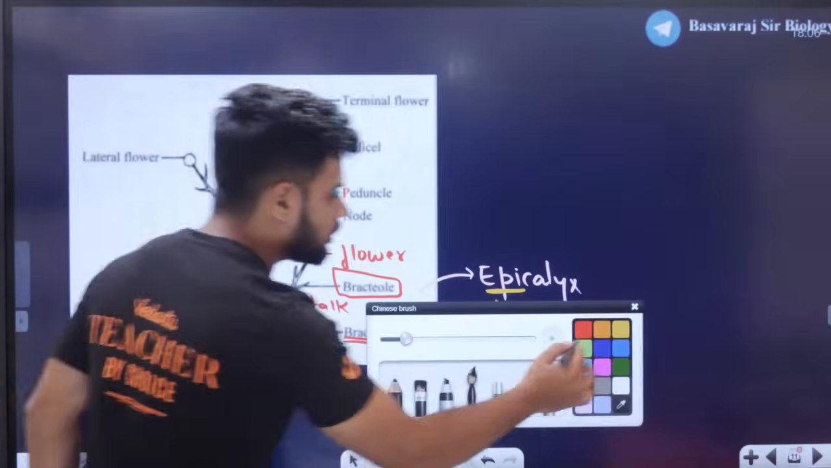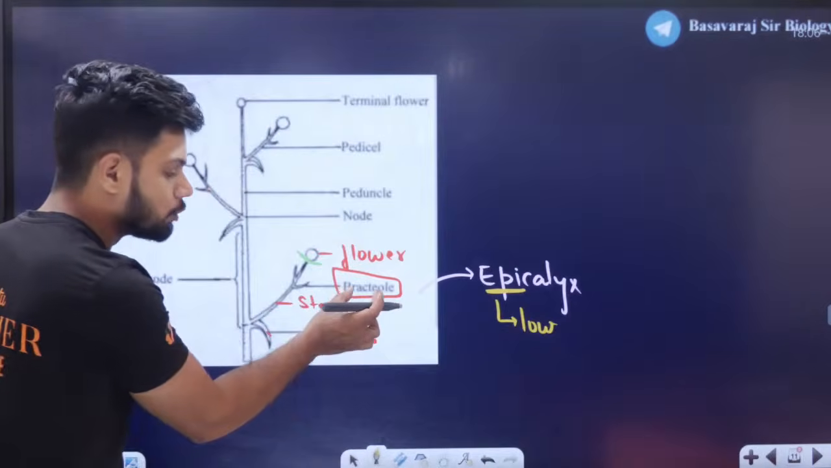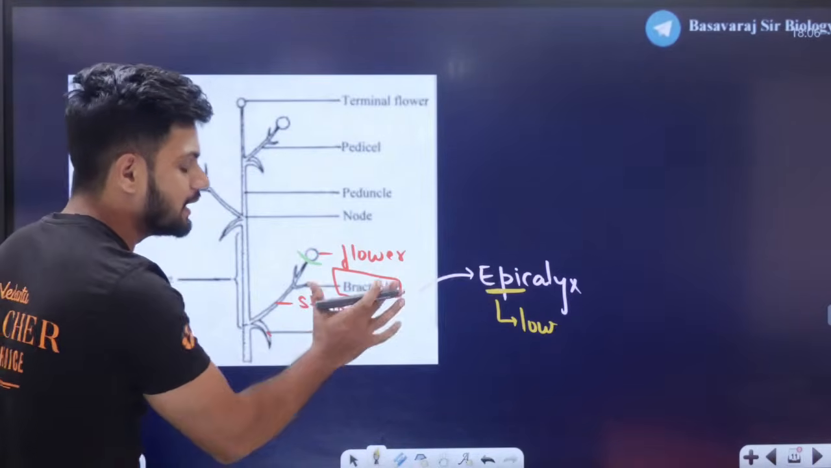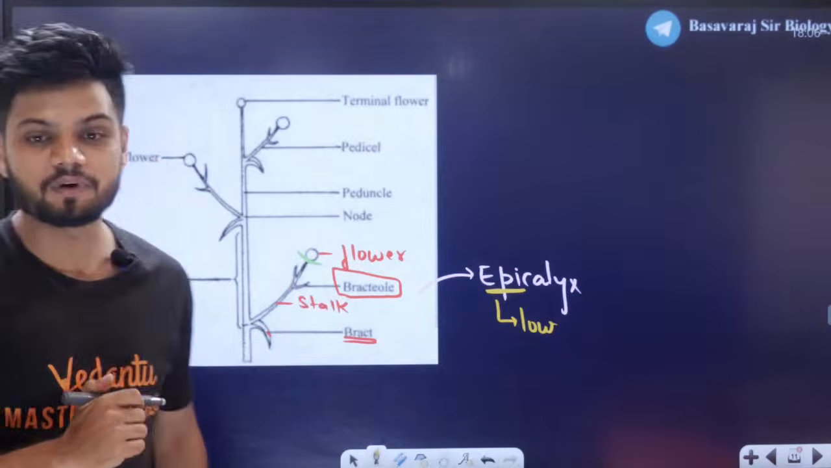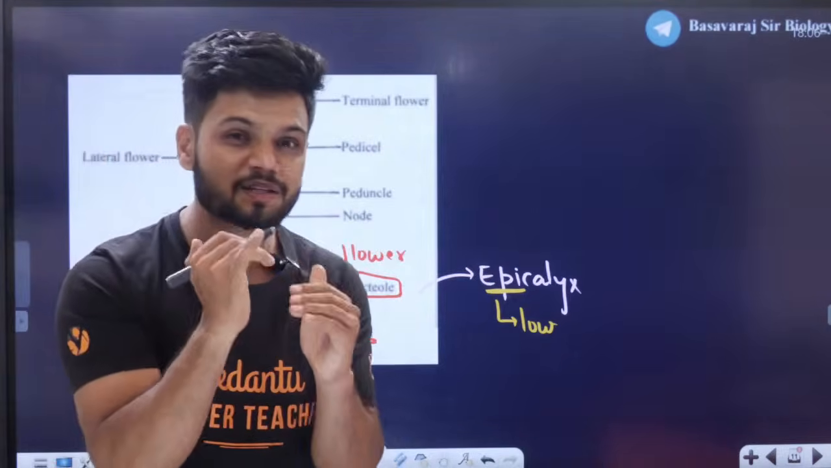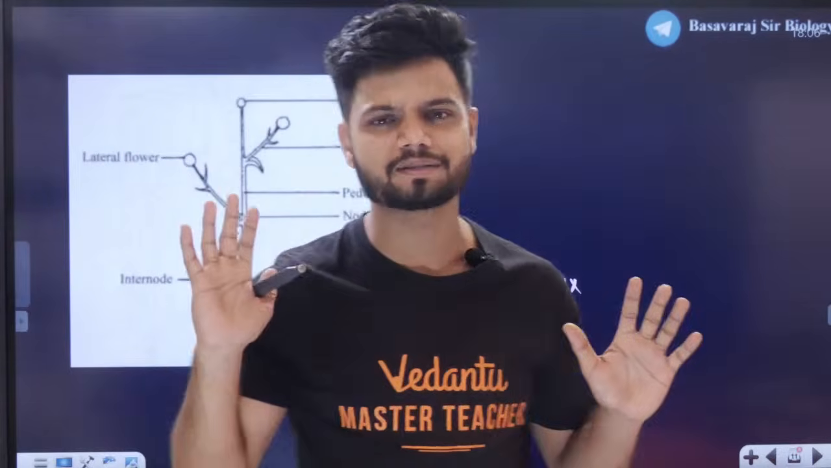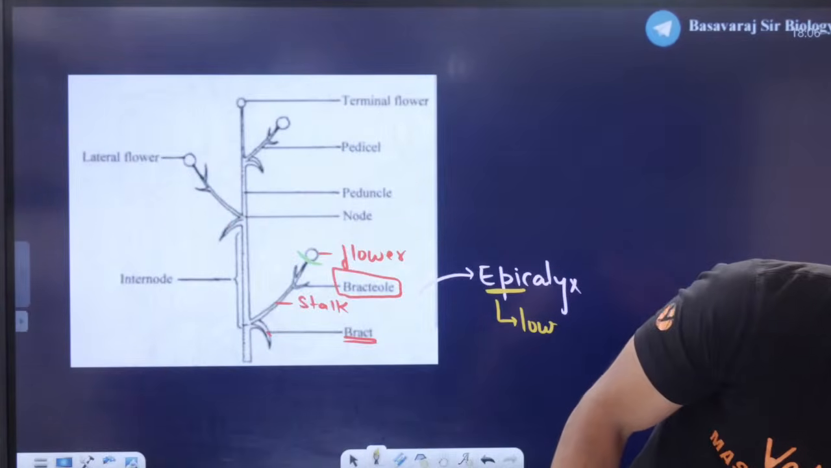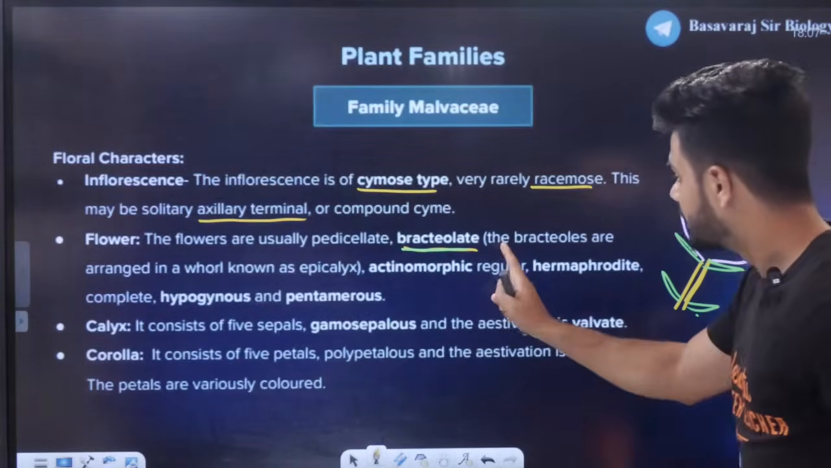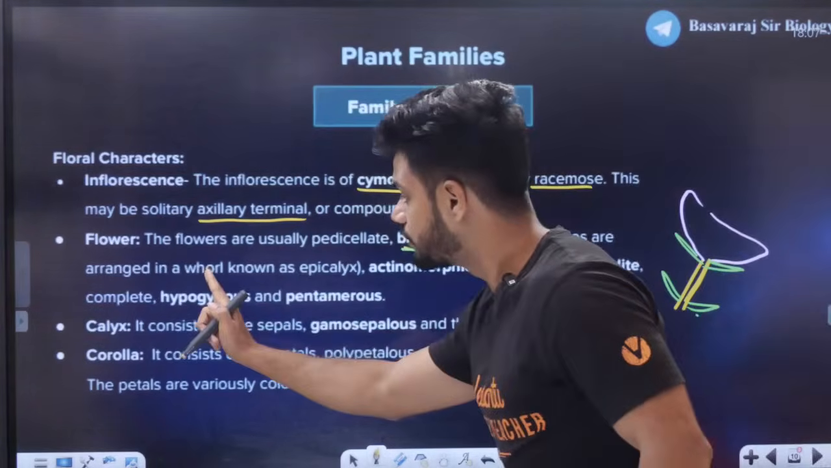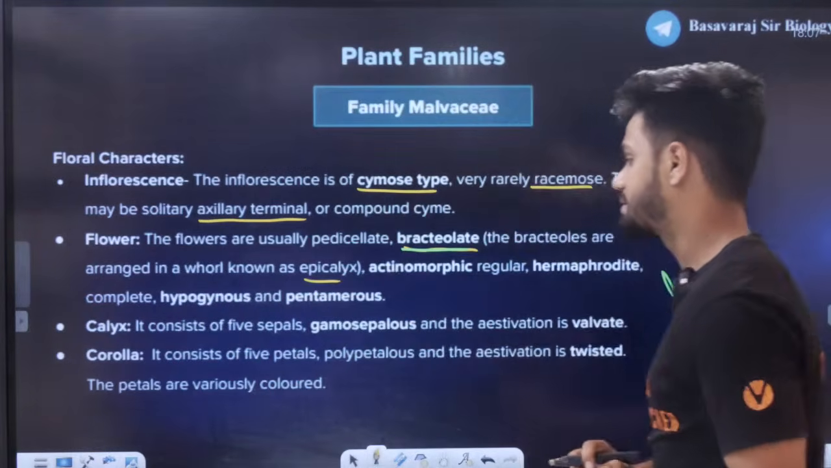Okay. So a group of bracteolate is called as epicalyx. Epicalyx is found below the calyx. Understand the wordplay. Crazy wordplay it is. Okay. Epicalyx. Clear, all of you? See, the bracteolates arranged in a whorl are known as epicalyx.